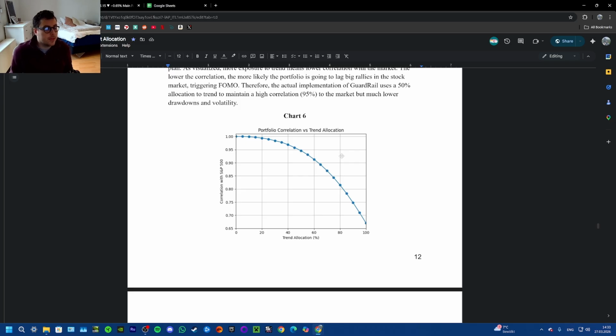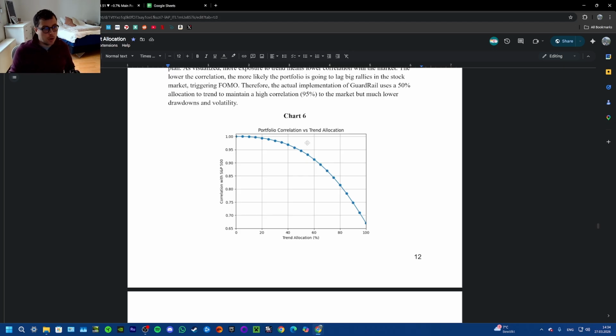The thing I found very interesting is that you can allocate just a 50% allocation to trend and you're still almost 95% correlated with the stock market. So instead of doing 100% trend and dropping all the way down to 2/3 correlation, you can do a 50% allocation to trend, and you're getting a lot of the benefit of trend, that volatility dampening and the left tail being cut off, while still maintaining a high correlation to the market.